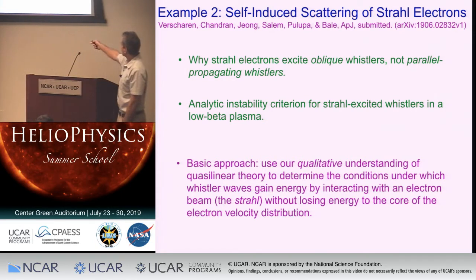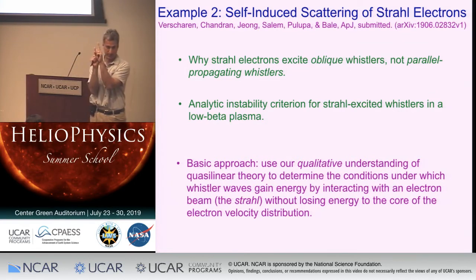So we want to do a couple things. I want to explain to you why the whistler waves that are excited by the strahl are oblique rather than parallel propagating. Parallel propagating waves have k parallel to the background field. Oblique waves have their k vector at an angle to the background field. That's one point. The other point is I want to explain what is the instability criterion. Like, how fast can the strahl travel before it starts to excite these whistler waves?